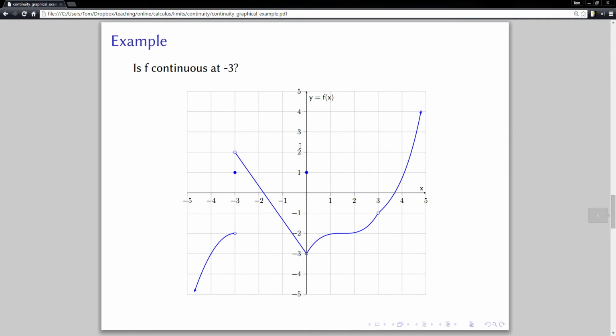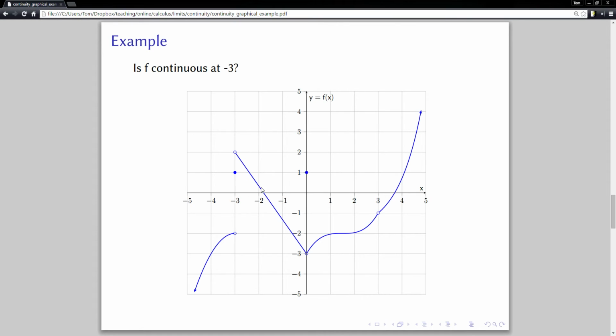Next question: is f continuous at -3? So once again, we would check the three conditions. What is the function value at -3? We can see right here is where the filled dot is. It's at height 1. So f of -3 is equal to 1. So condition 1 is met. The function is defined at -3.